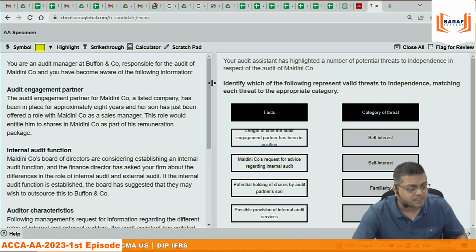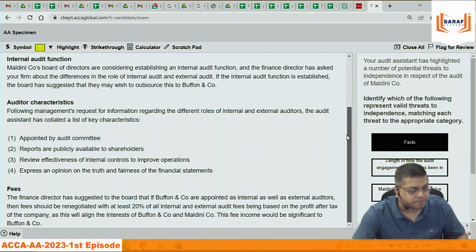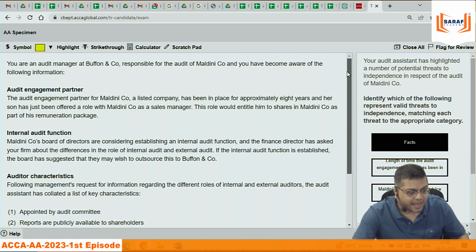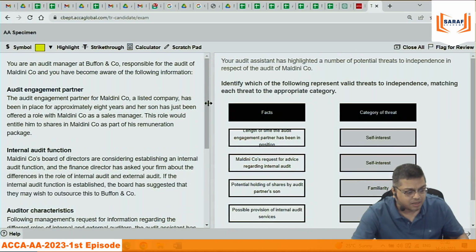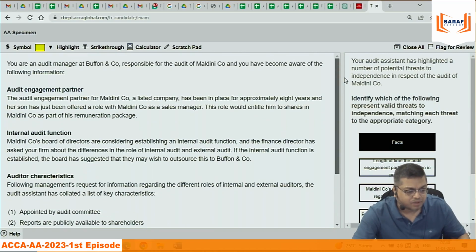Now you see in section A, on the left hand side, there is a scenario write-up. This entire scenario we need to read. You can see that we can adjust our screen according to requirement. While reading the scenario, I have increased the left hand side width.